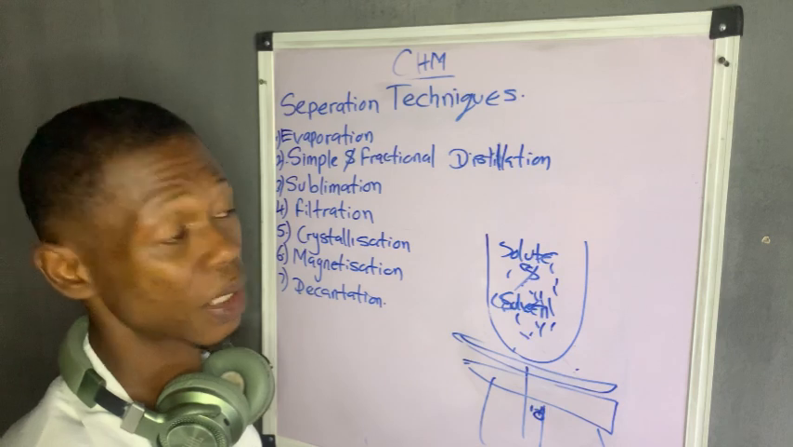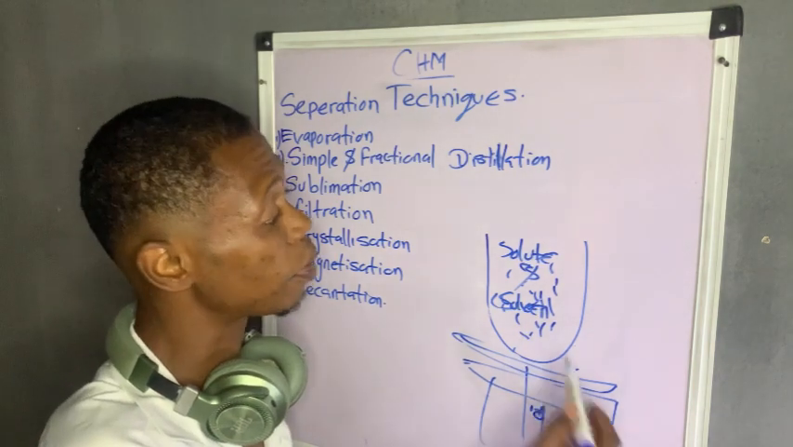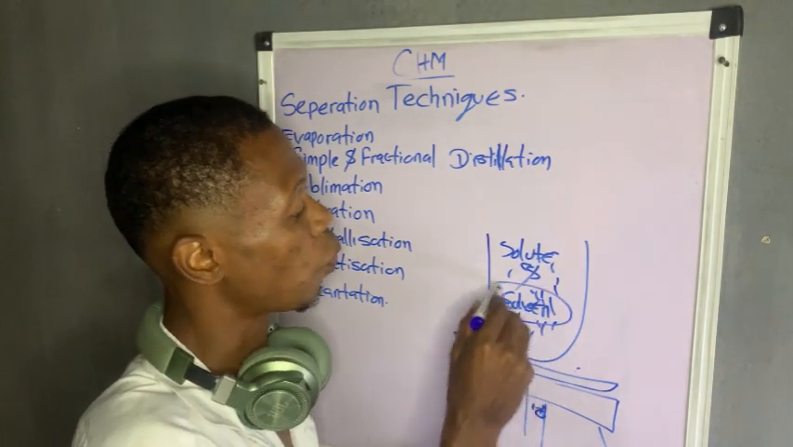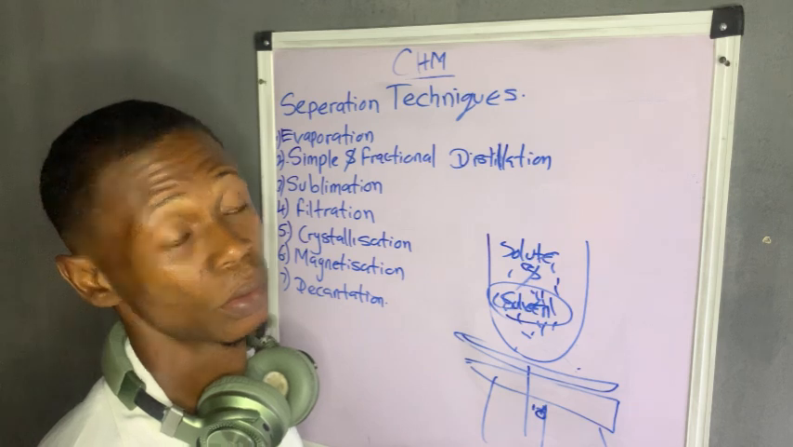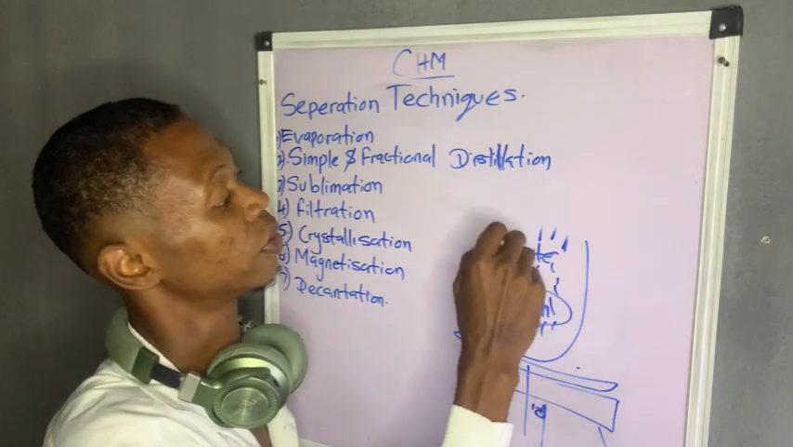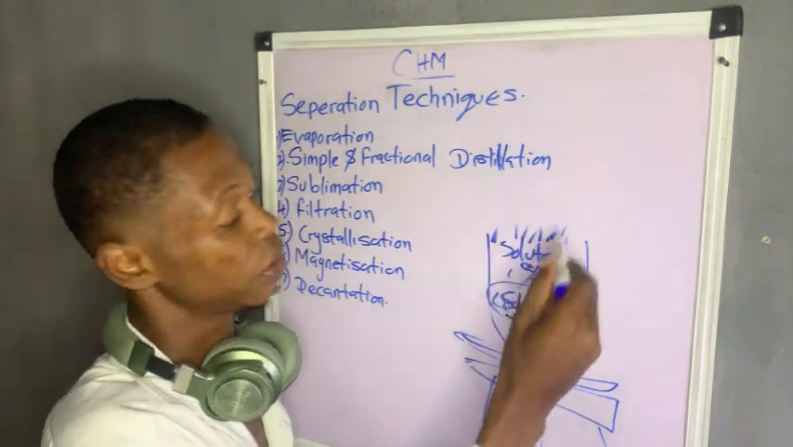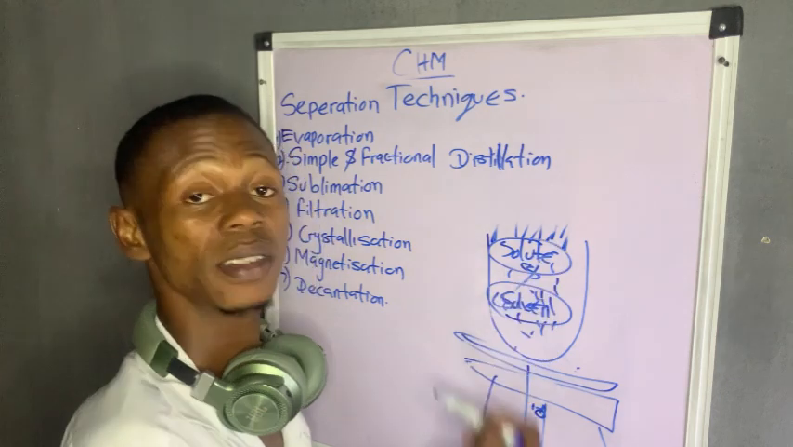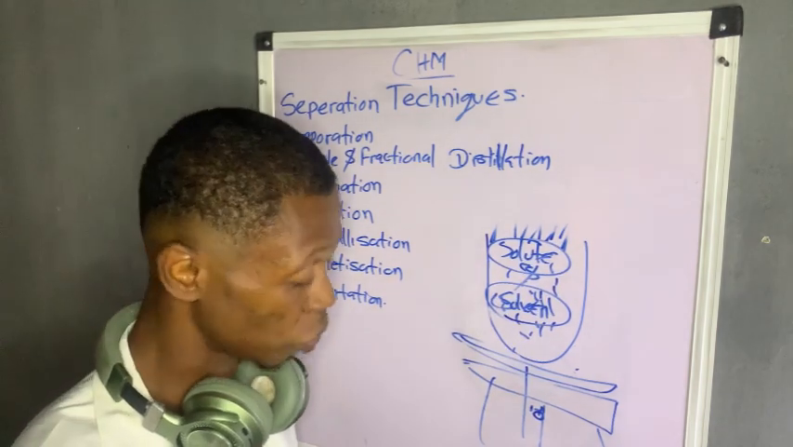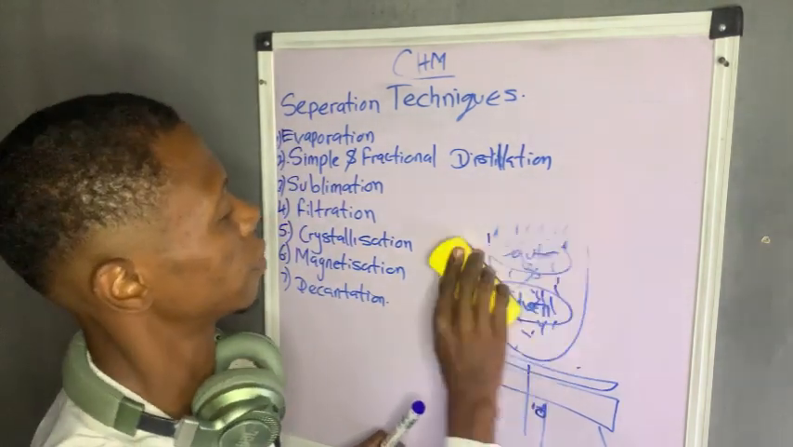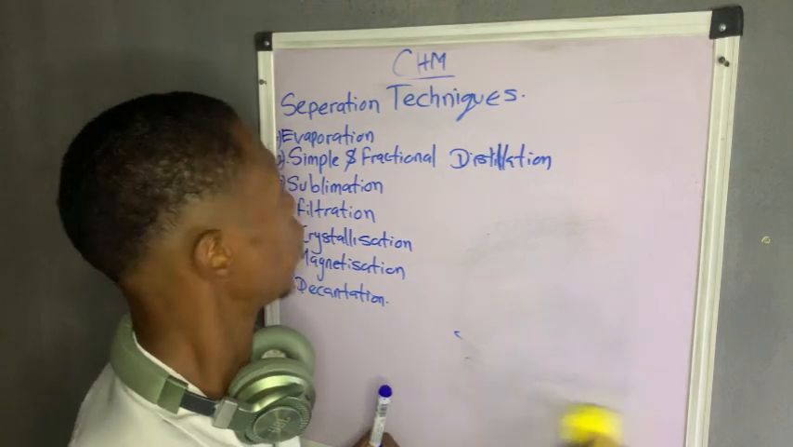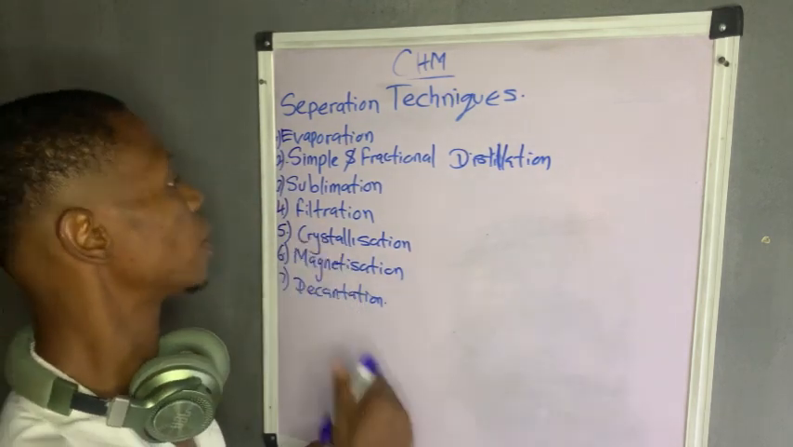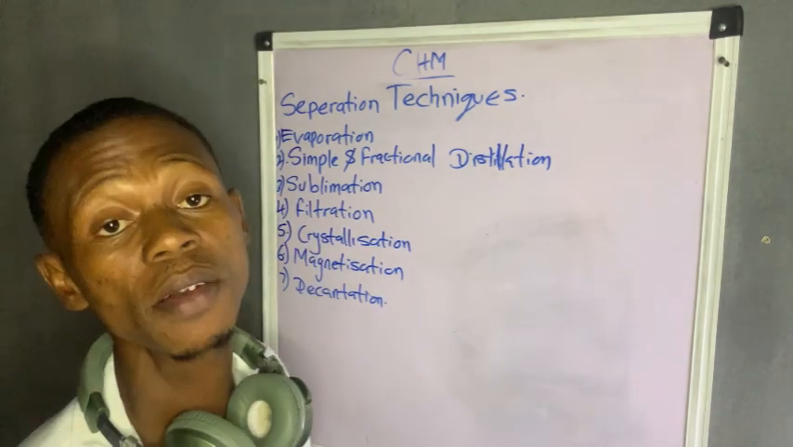So if you put the water here and put the heat, what will happen is that the solvent, when it gets to the boiling point, will boil and evaporate. So if it evaporates, you leave only the solute inside. The solvent turns to steam. Alright, that's for that.